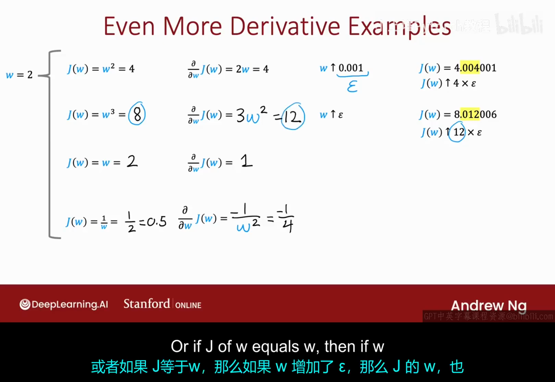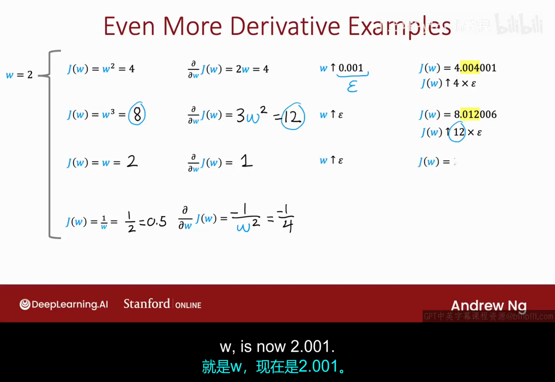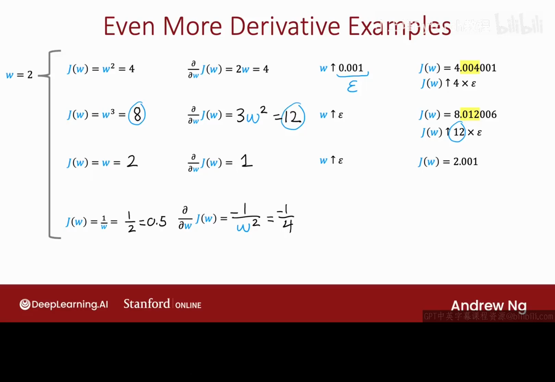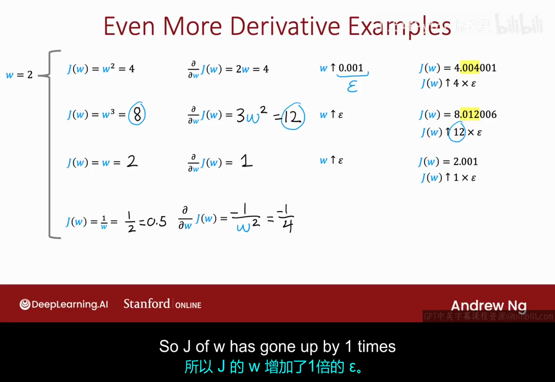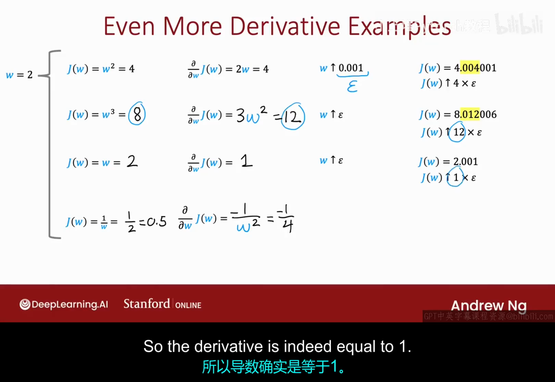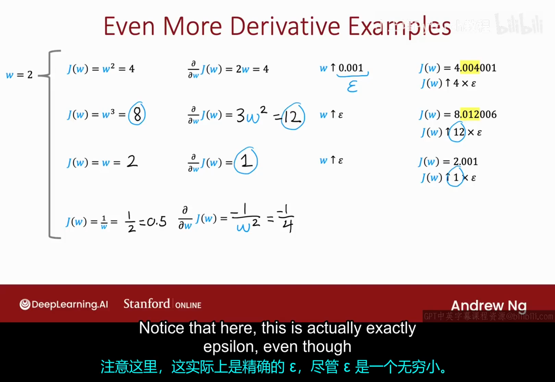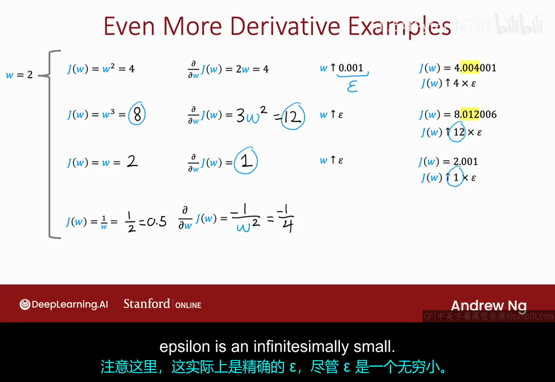Or if j of w equals w, then if w increased by epsilon, then j of w, which is just w, is now 2.001. And so it's gone up by 0.001, which is exactly the value of epsilon. So j of w has gone up by 1 times epsilon. So the derivative is indeed equal to 1. Notice that here, this is actually exactly epsilon, even though epsilon isn't infinitesimally small.